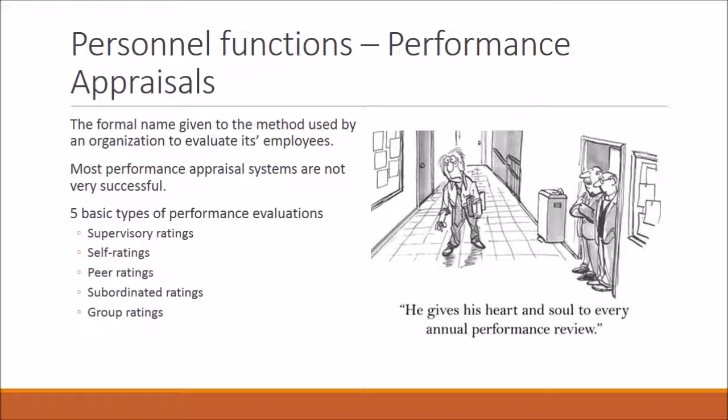The first is supervisory ratings. Those are the most common. And it's, as it says, a supervisor simply rates his or her employees. There are self-ratings, where individuals rate themselves. There are peer ratings, where each individual rates everyone in their department or area, and then their scores are averaged. Subordinate ratings, where subordinates rate the supervisor. And group ratings, where an independent rater rates the performance of a group of staff based on observations and interviews.